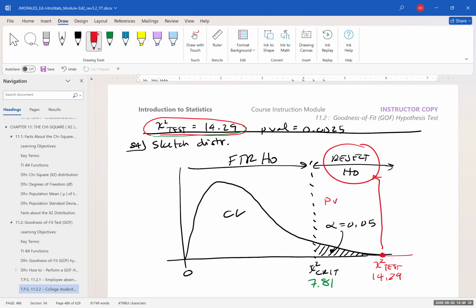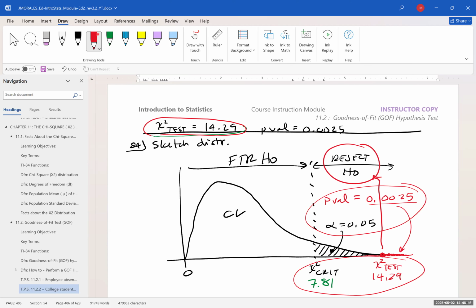And our p-value is 0.0025. That's the area here in this tail, which is really super tiny. So comparing apples to apples, it's reject the null. Comparing area to area, if p is smaller, reject the null. And so here p is definitely smaller than our significance level. So that's telling us to reject the null as well.